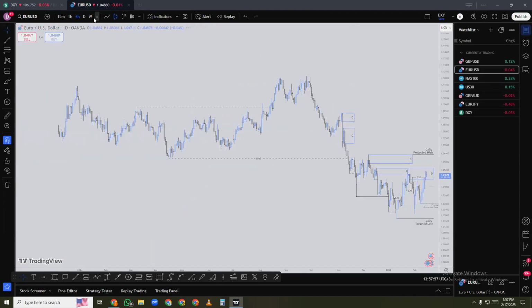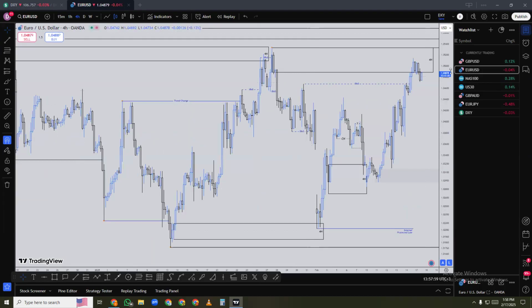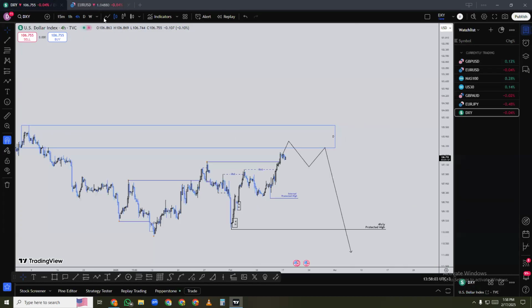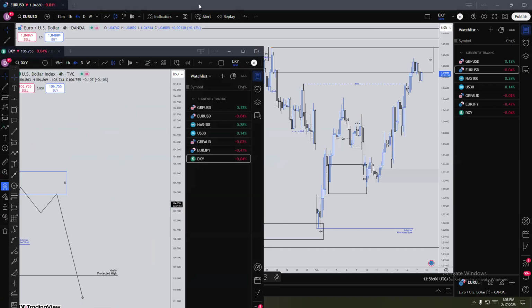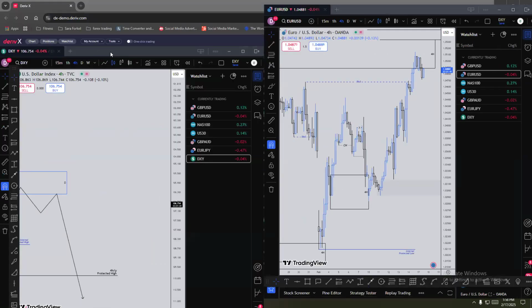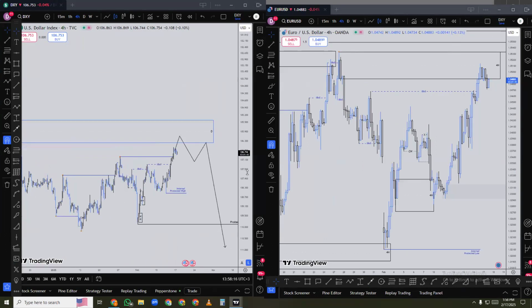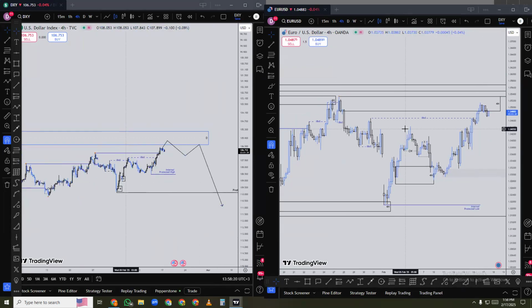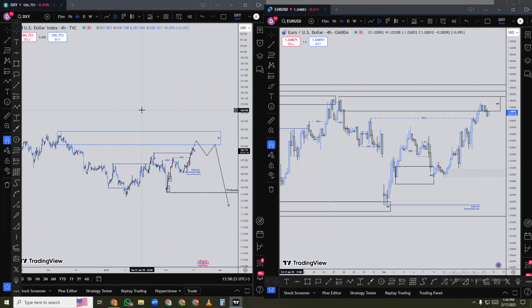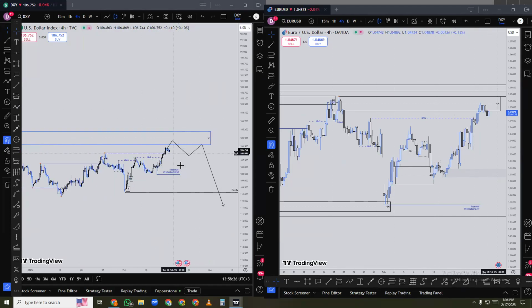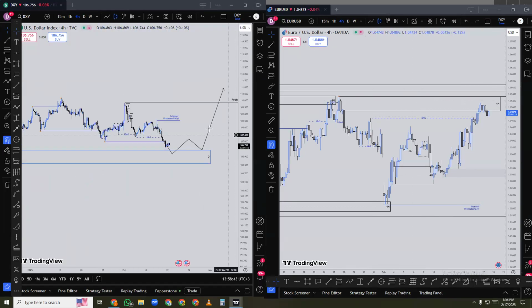Let's just go to the 4 hours. So you can kind of see the price action on the DXY and the price action on EURUSD. All right. So this is EURUSD and this is the DXY. As you can see, kind of a similar price action that you're getting with the DXY, also the same price action that you're getting with the EURUSD. So that's kind of the reason why I don't analyze the DXY.